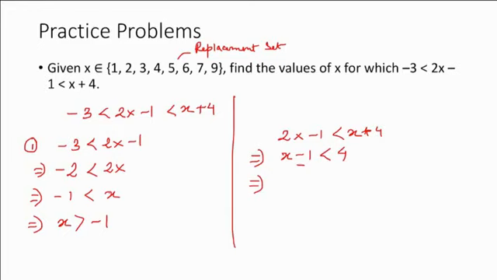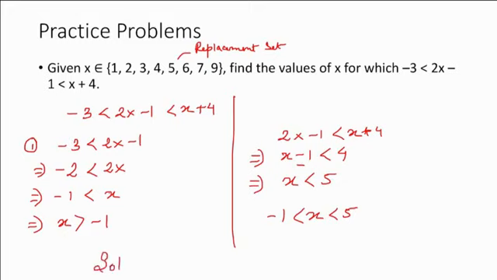Then in order to remove 1 from this side of the inequation, we add 1 on both sides. So x - 1 + 1 is only x, and 4 plus 1 is 5. So x is greater than -1 and x is less than 5. So we can write x in this format: x < 5 and x > -1.